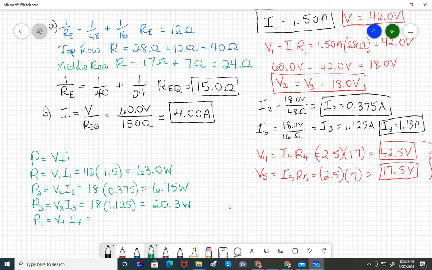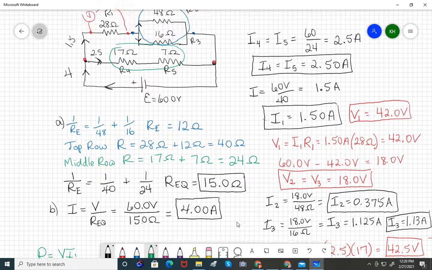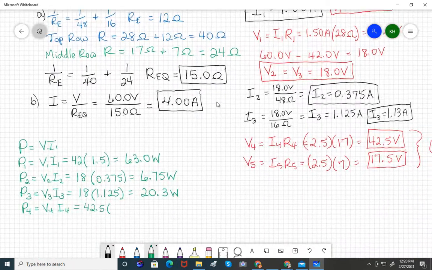The voltage across the fourth one was 42.5. The current through the fourth one, that was the very first current we found up there, was 2.5 amps.